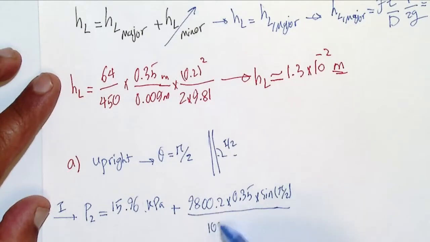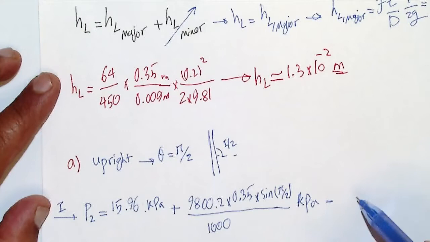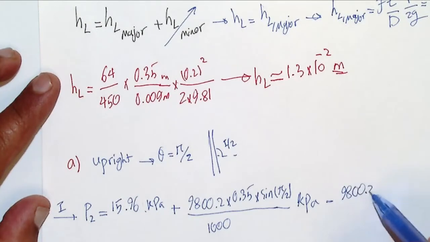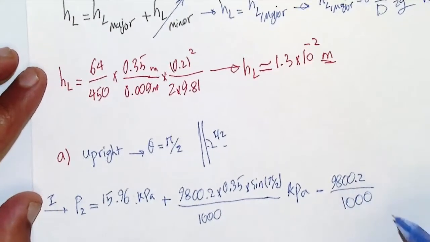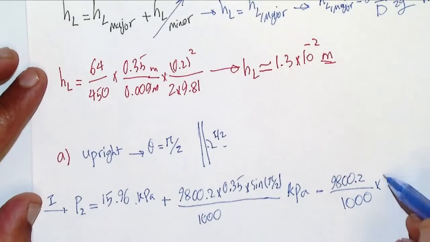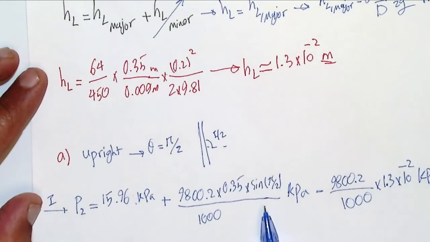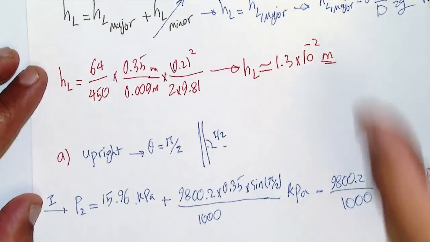So we make it over 1000 to have a kilopascal here, and minus gamma again, which is 800.2 over 1000 again for the kilopascal term, times HL, which we find out is 1.3 times 10 to the power of minus 2, and again that's kilopascal. Okay, so what's the difference here? Based on A, we put sine of theta equal to pi over 2.